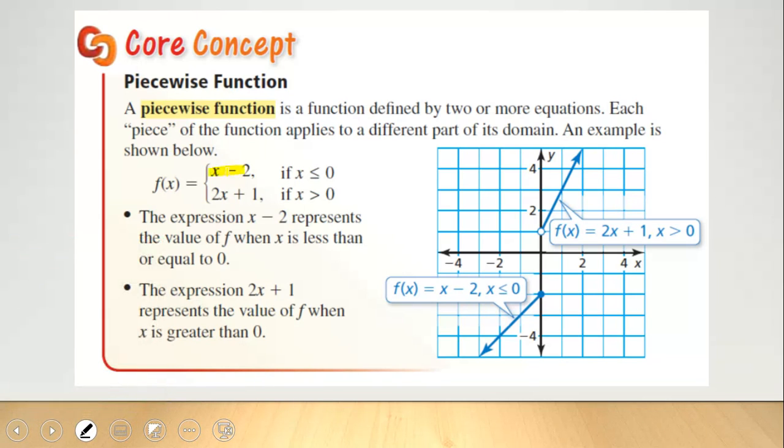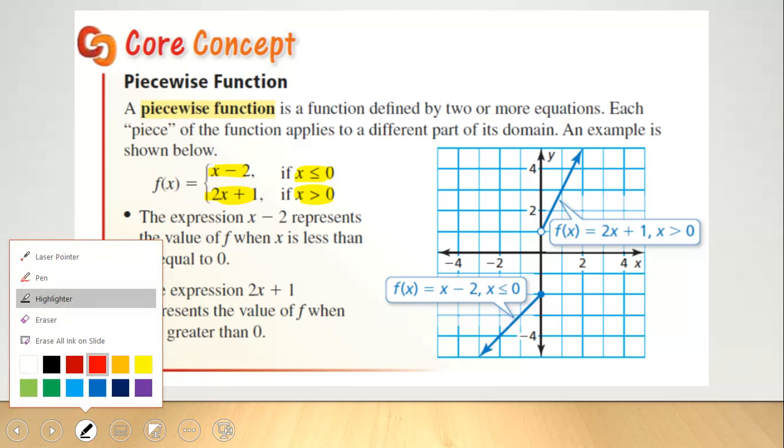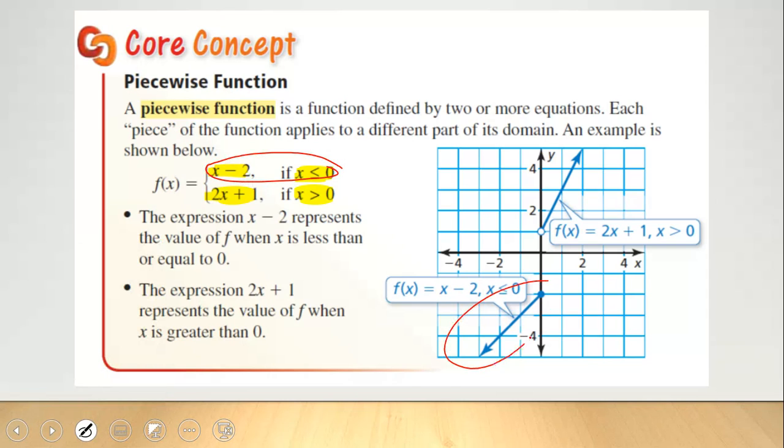So this part of our graph here only exists when our x value is less than or equal to 0. This part of our graph, where we have the equation of 2x plus 1, only exists where we have x values that are greater than 0. So if we look here, we've got the x minus 2 part. This part in here, that's this part of the graph right there. It only exists when your x values are less than or equal to 0. So in that part of the graph right there.